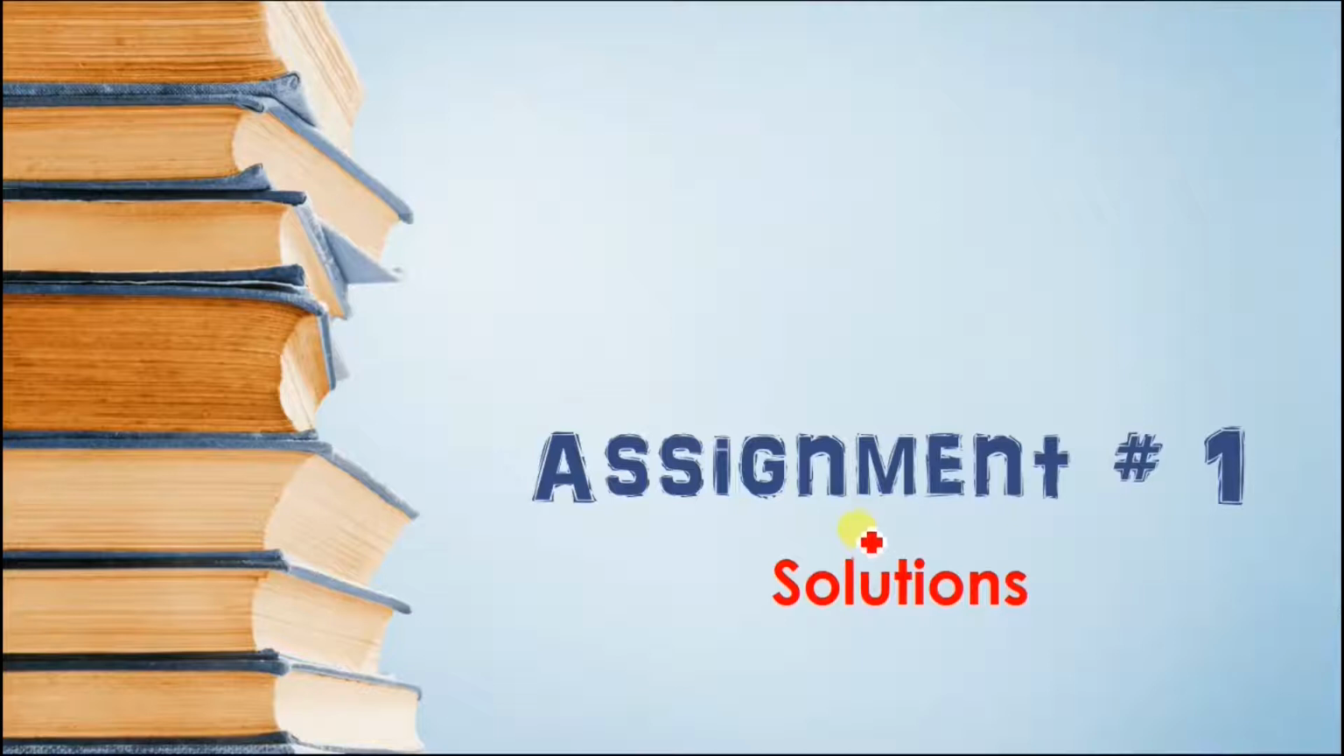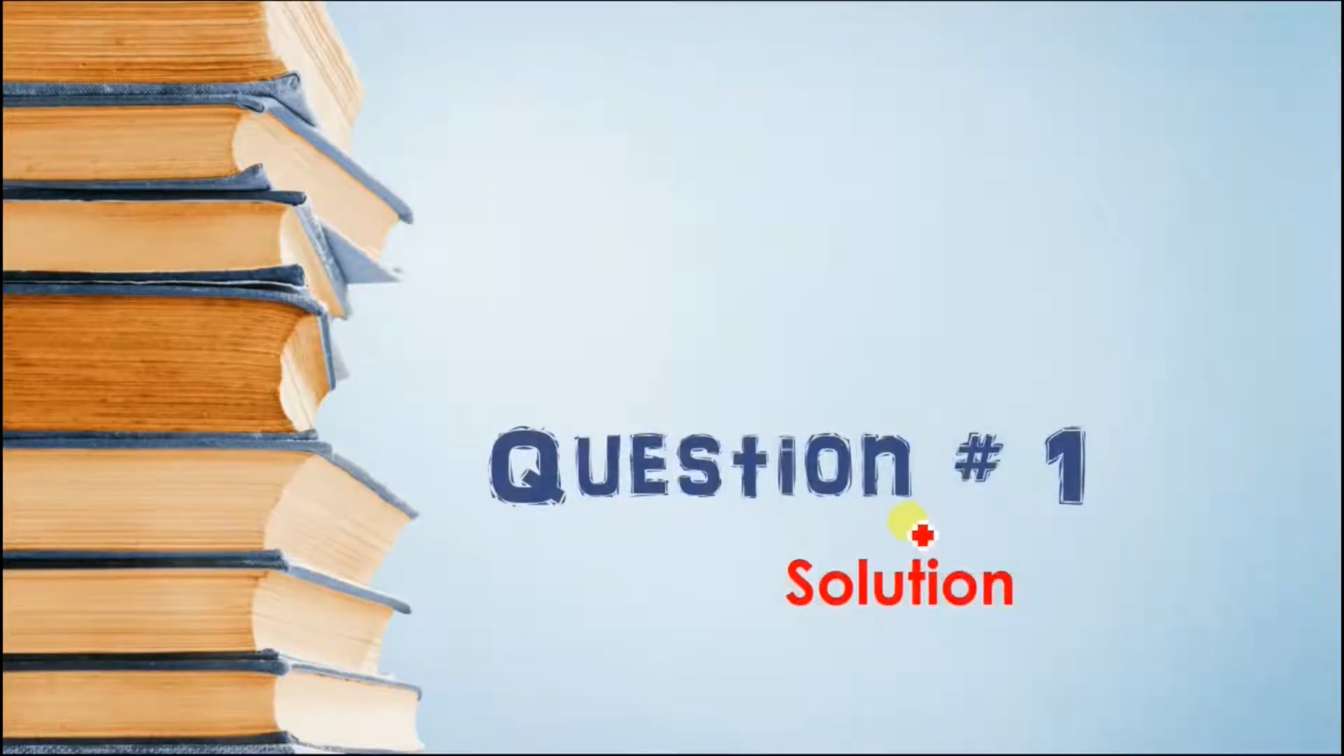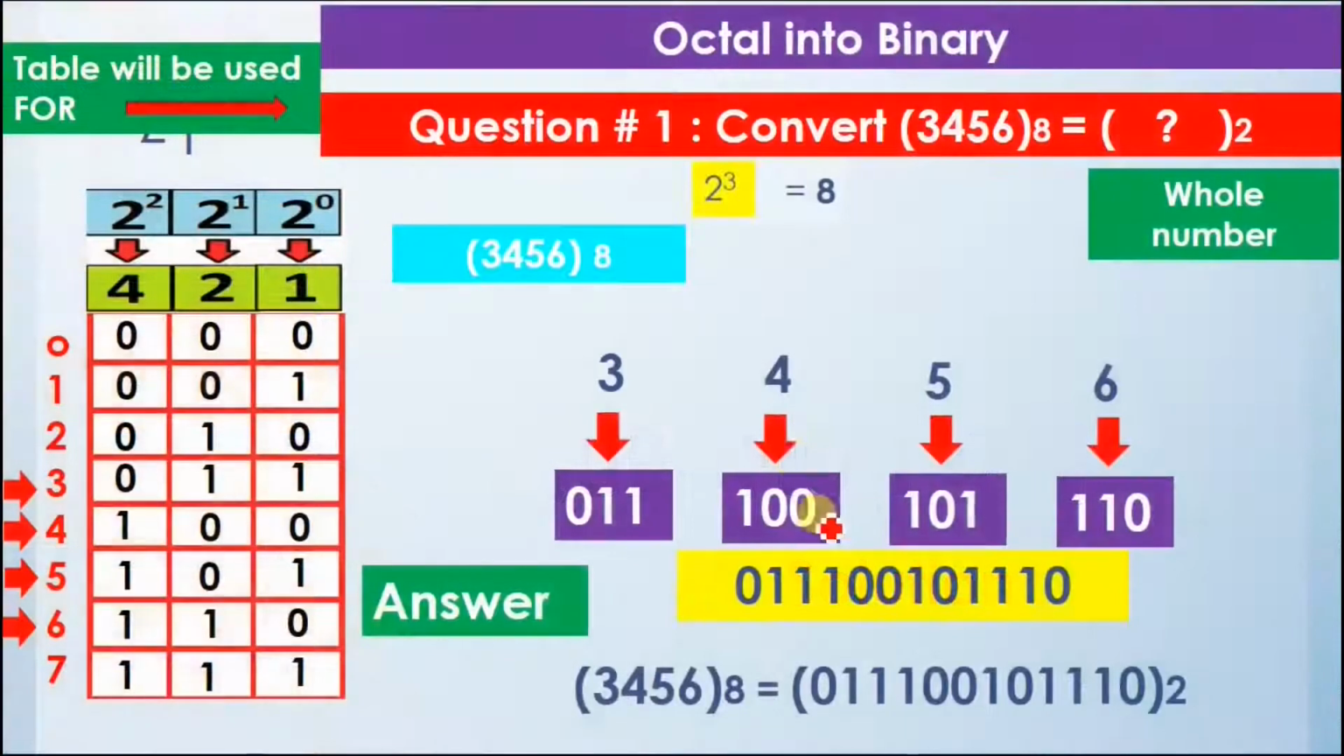So now we are going to look at the solutions of assignment number 1. And first of all, we go to question number 1 and look at its solution. So let's move ahead. So here we have the question. In this question, we have to convert an octal into a binary.